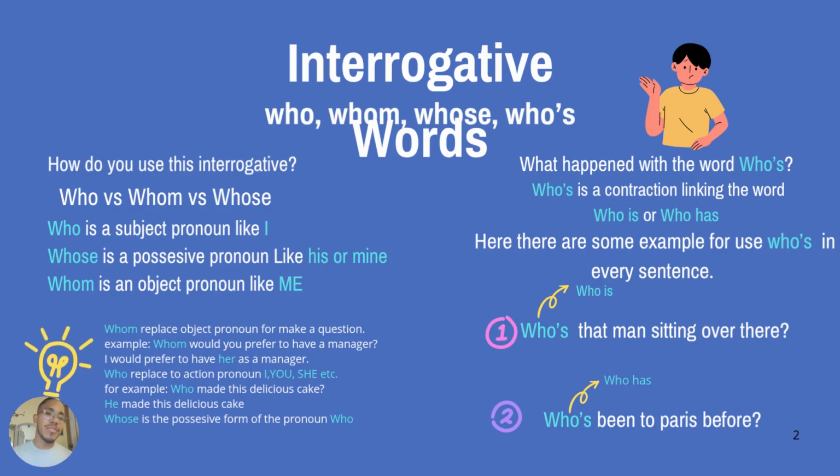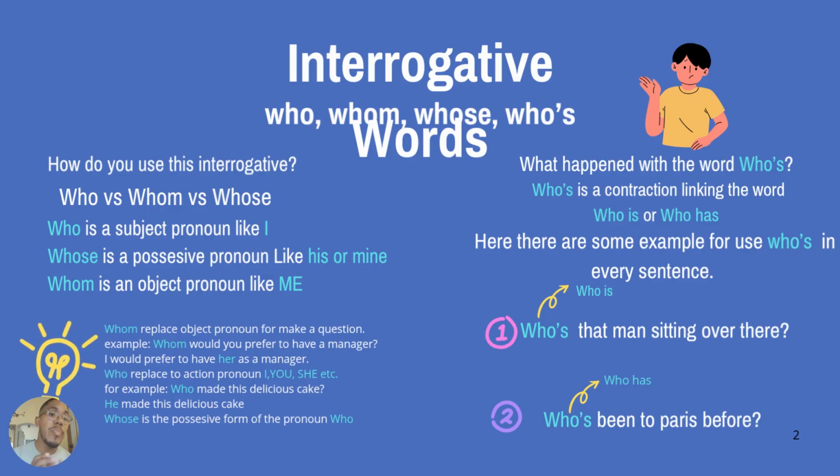When you are asking questions, how do you use interrogatives? Who versus whom versus whose. These are three different words you use as interrogatives. Remember, keep an open mind. Who is the subject pronoun, like I. It replaces the pronoun when you respond to other questions.